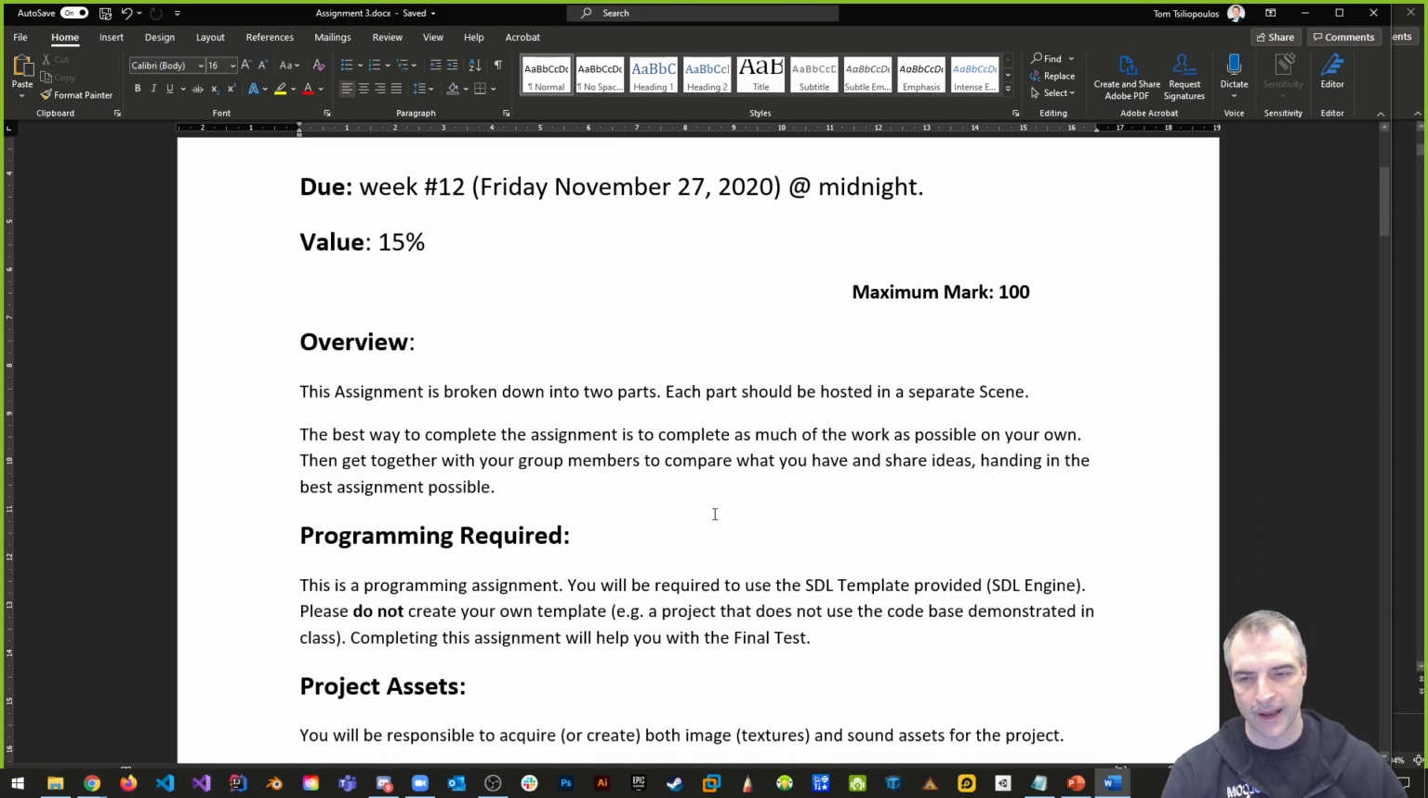Let's continue. This assignment is broken down into a couple of parts. Each part should be hosted in a separate scene. So you have an SDL framework that you've been given, SDL engine. You can use that or another SDL framework of your choice. I highly recommend SDL engine as it gives you all the things that you need. The best way to complete the assignment is to complete as much work as possible on your own, and then get together with your partner or partners to get the rest done, so that everyone knows what they're doing. Because the final test is going to be practical. It's not going to be true, false, multiple choice. It's going to help you with your final test.